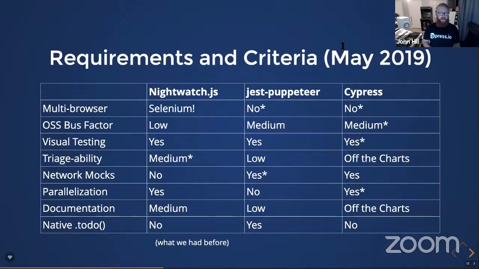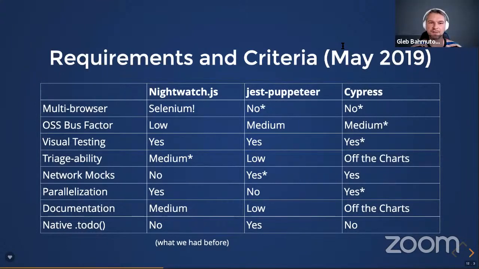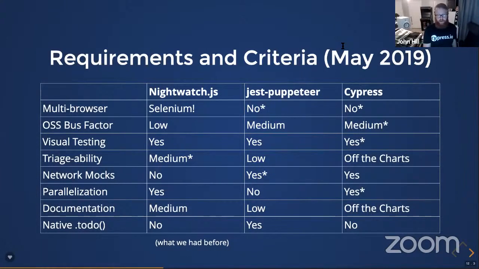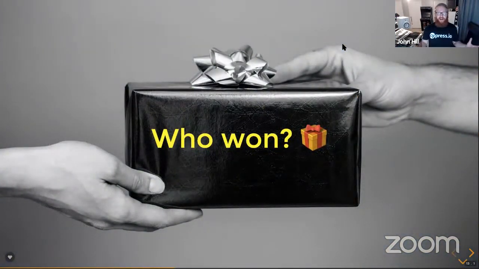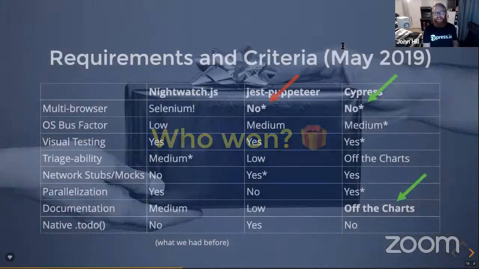Nightwatch, no. Jest, yes. This is a native API for Jest. It's fantastic. It allows you to say, I'll come back to it, without just skipping. And then Cypress was no. You'll show what it is, right? Later, you'll have an example. Exactly, yeah. So this was holistically all the requirements that matter now in 2021, but this was our comparison. So you can guess who won. Otherwise, I wouldn't be here.